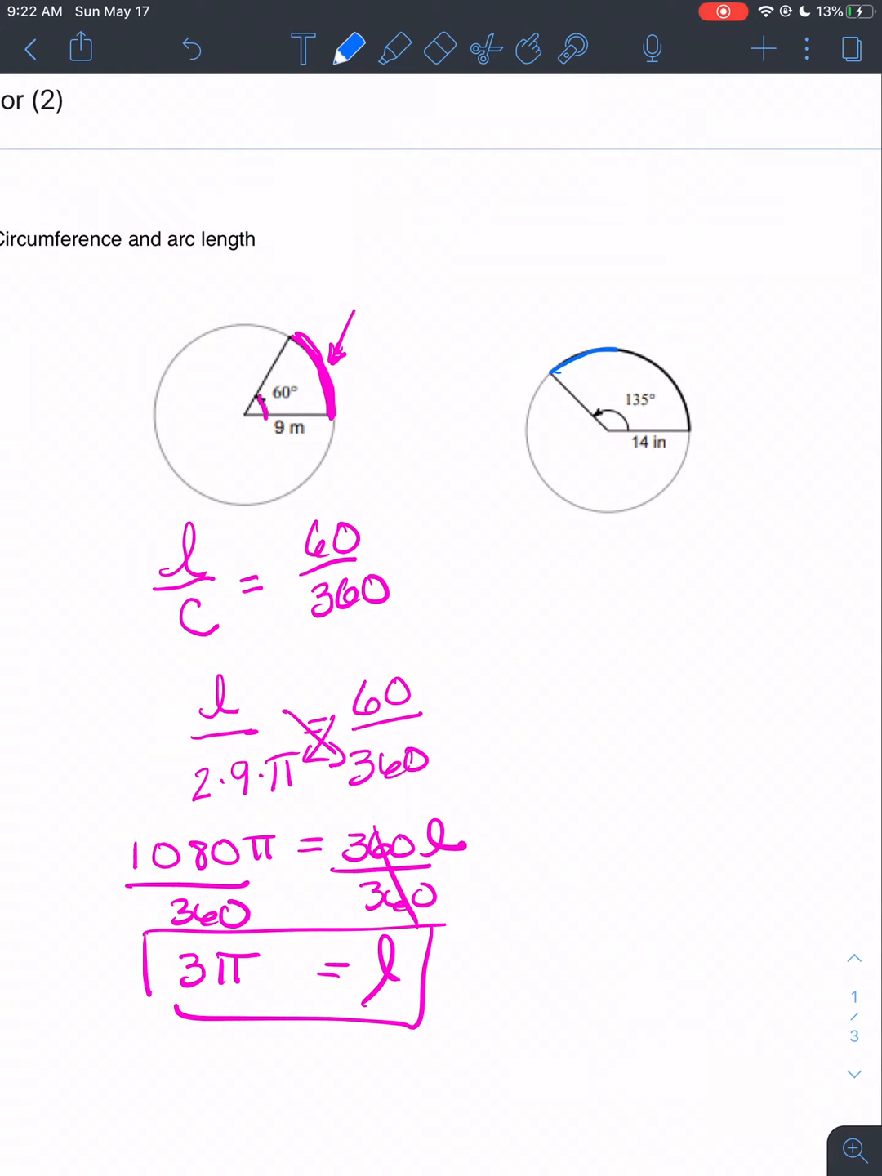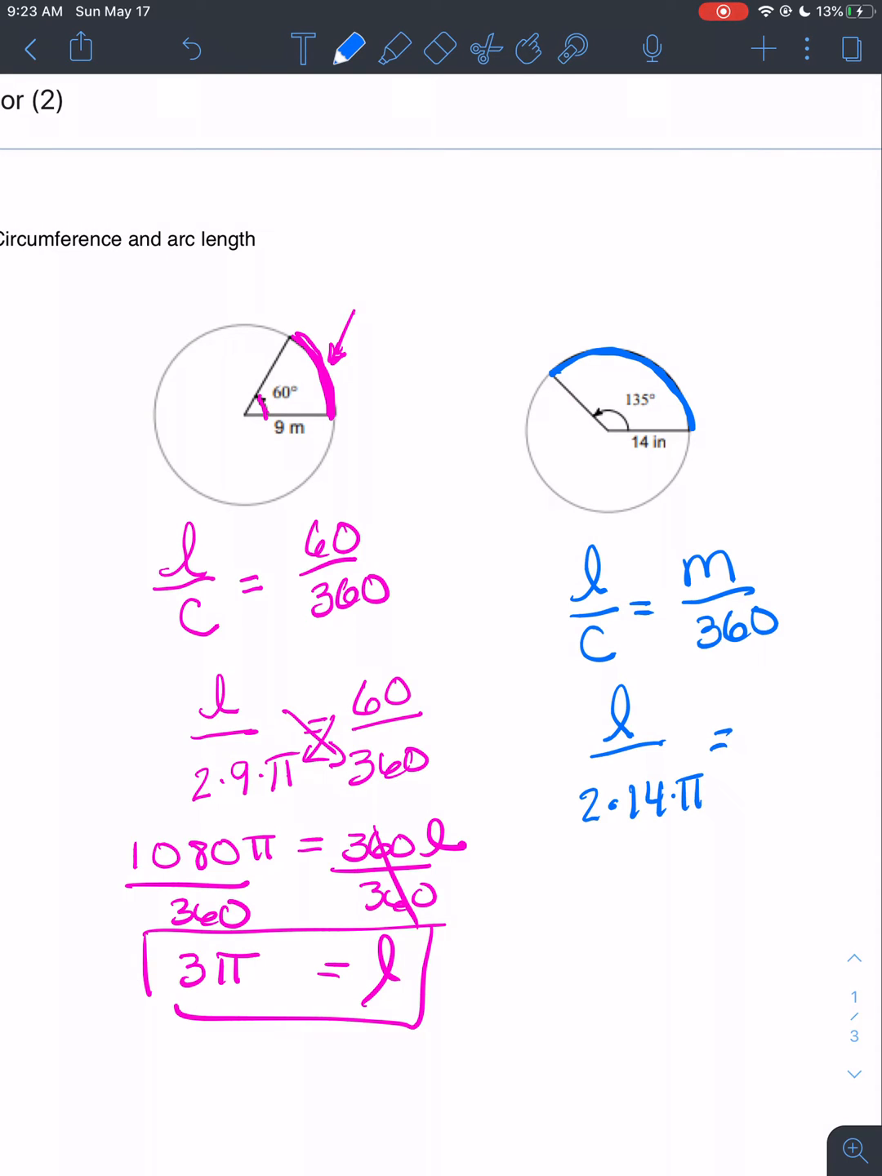Okay, this time our measure is 135. So again, the proportion I like to use is the length is to the circumference as the measure is to 360. So the length is what we're looking for. The circumference is 2 times the radius times pi. The measure in this case is 135 is to the whole circle. We're going to cross multiply and divide.